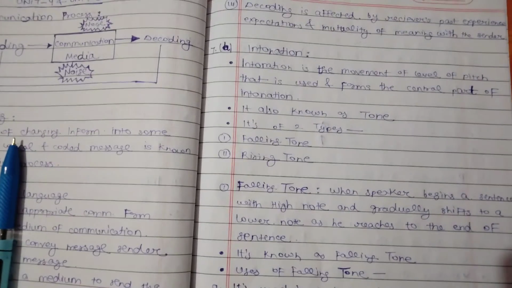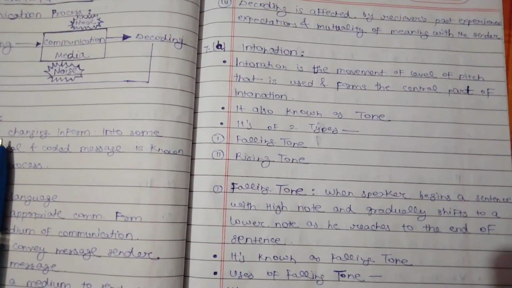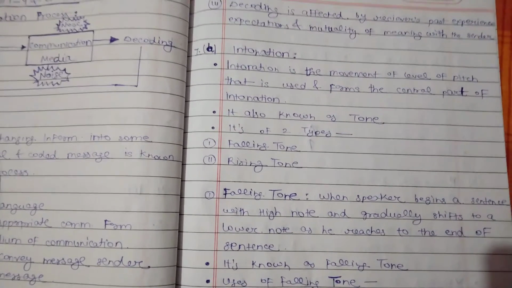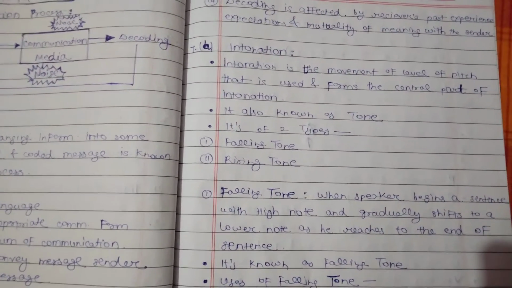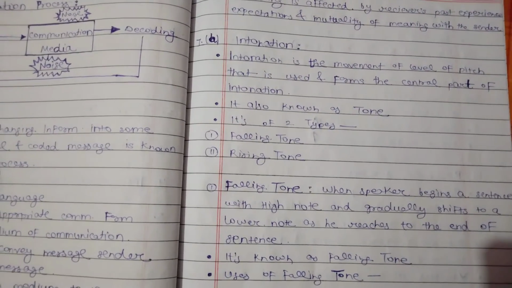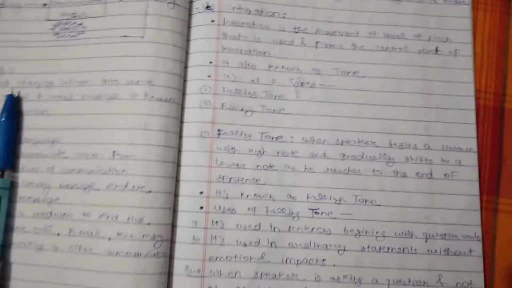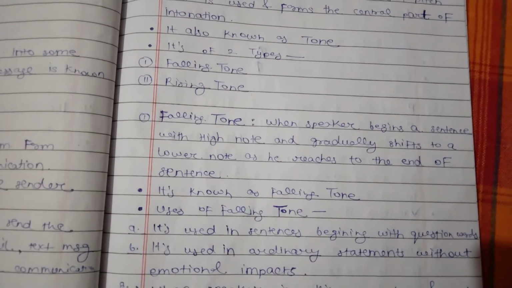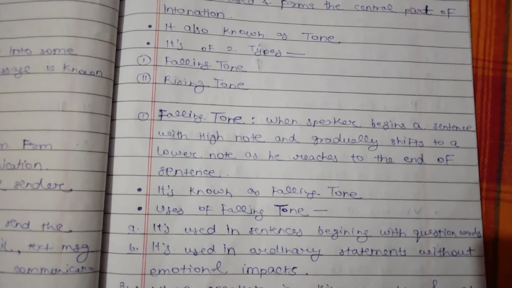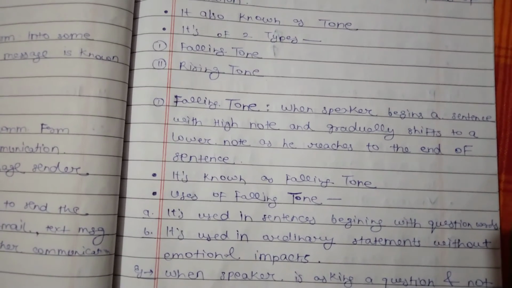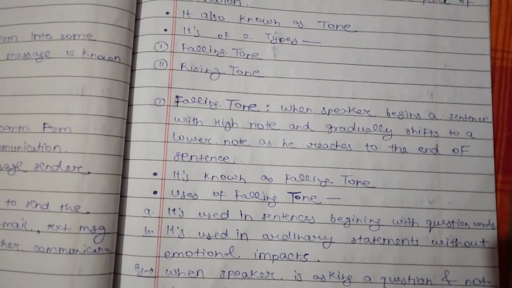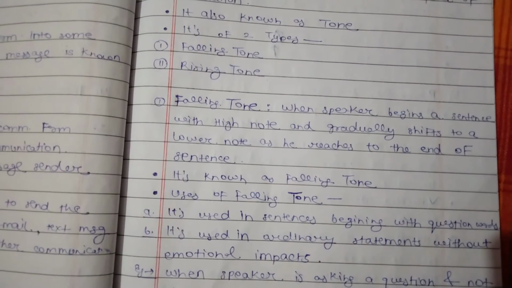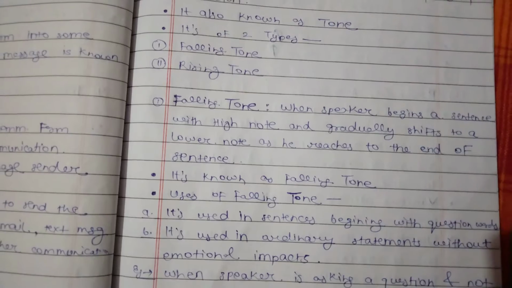Now we move ahead to the next question, which is intonation. As I told you in the previous video, it is nothing but tone. It is of two types: falling tone and rising tone. I covered in the previous video what the falling tone and the rising tone are. When a speaker begins a sentence with a higher note and gradually shifts to a lower note at the end of the sentence, it is known as the falling tone. You can watch my previous video, where we covered the falling tone and rising tone with suitable examples. You can find it on my YouTube channel.